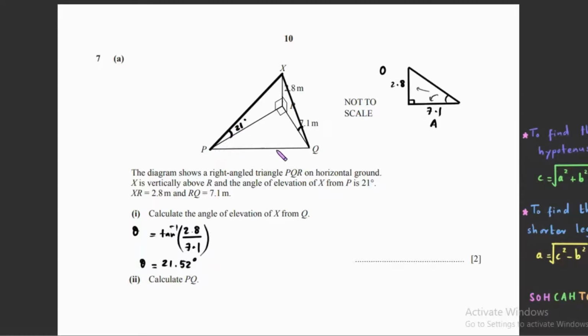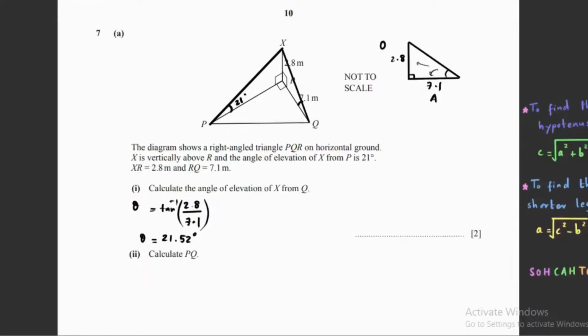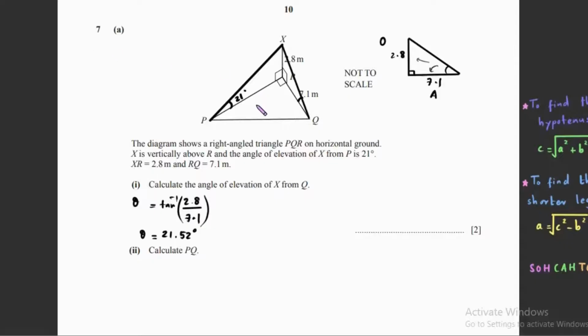The next question is to calculate the length of PQ. That is, PQ is this side here. I need to calculate that. So to calculate that, first I need to calculate what PR is. To find what PR is, I need to use this triangle that is given to us, which is the triangle PRX. This angle is 21. This distance is what I'm going to calculate. XR is known to us, which is 2.8.